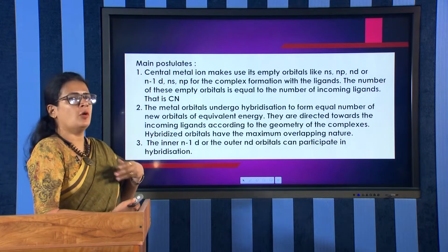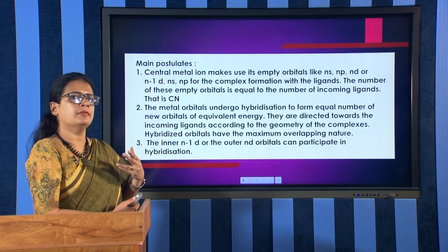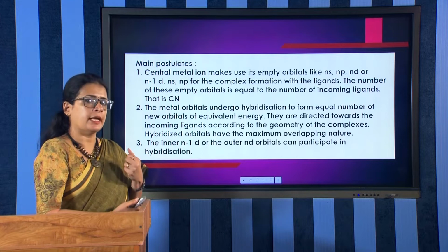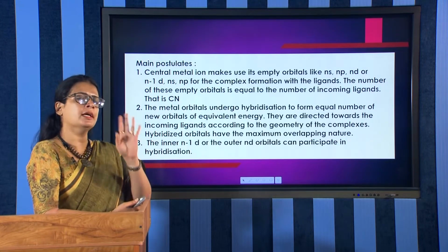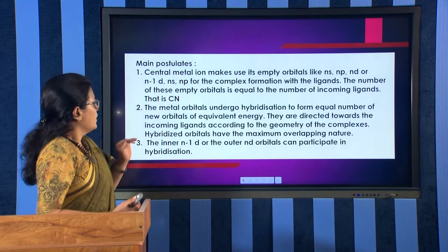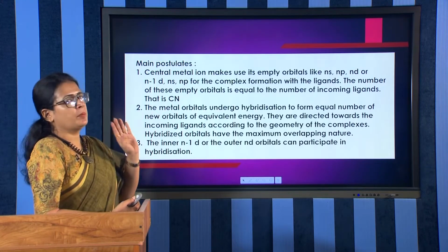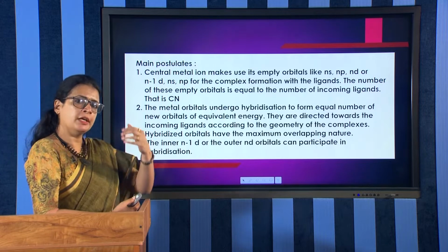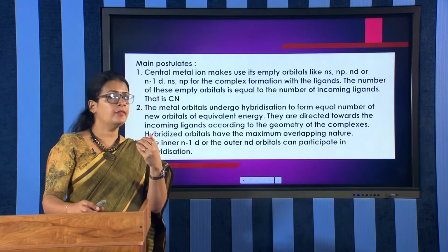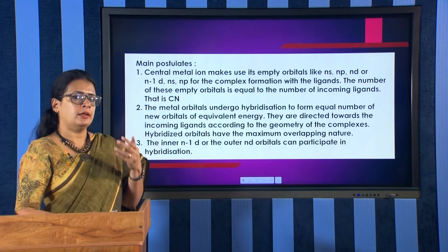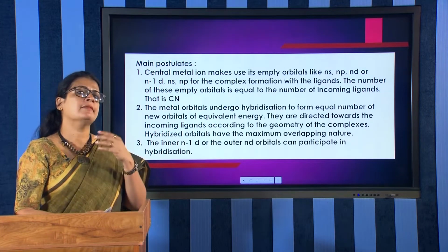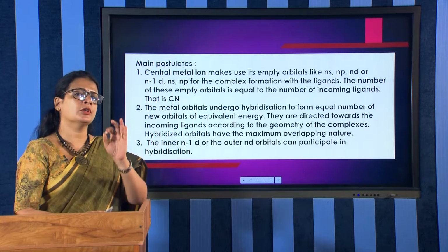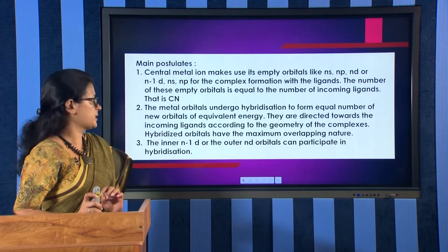These orbitals will be used by the central metal atom and they will undergo hybridization, and these hybrid orbitals will be combining with the ligands. The number of these empty orbitals will be equal to the number of incoming ligands. It depends on the number of incoming ligands. The empty orbitals that the central metal atom makes available will depend on the coordination number of the complex.